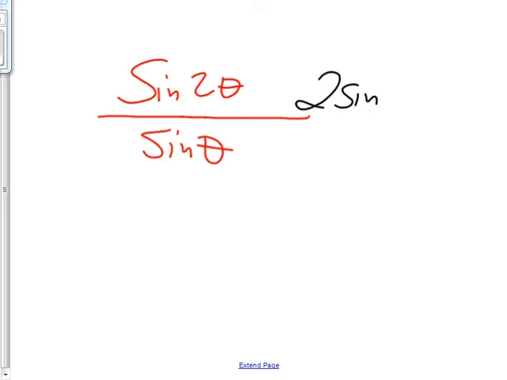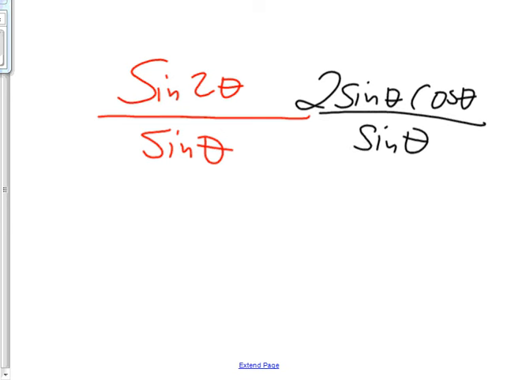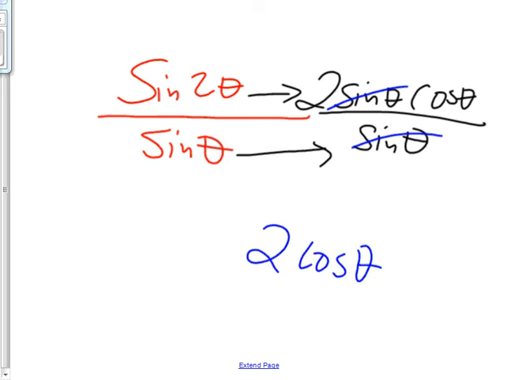2 sine theta cosine theta, all over sine theta. Because of this part. This is just equal to that, but sine theta was already there. And so now I can cancel sine thetas. Final answer on that one, 2 cosine theta. Is 2 cosine theta the same as cosine of 2 theta?